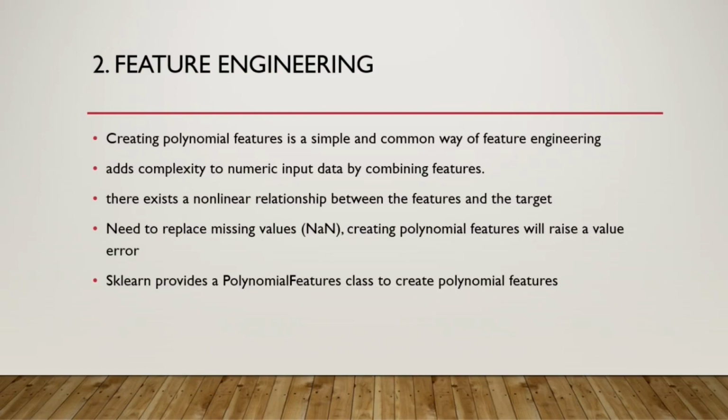The one thing that we are going to discuss here is called polynomial features. So creating polynomial features is one kind of feature engineering. It's a very simple and common way. Okay, it adds complexity to the numeric input data by combining features. That means suppose there are some columns c1, c2 and c3. Okay, better say features f1, f2 and f3.